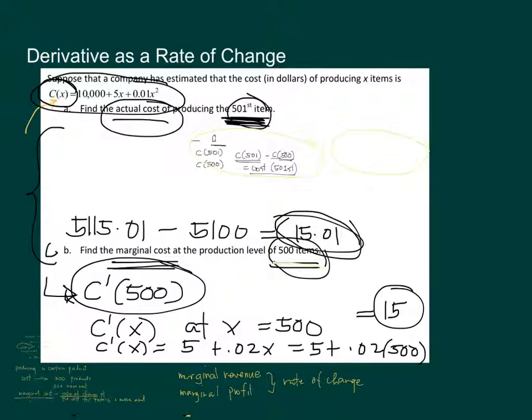If a question will be changed into marginal revenue or marginal profit, the idea will be the same. Marginal profit is just a derivative of the profit, and then marginal revenue, we just use the derivative of the revenue function. Okay?